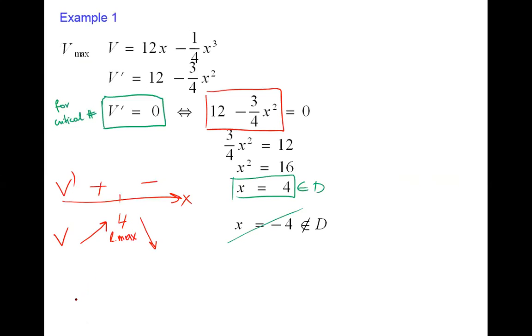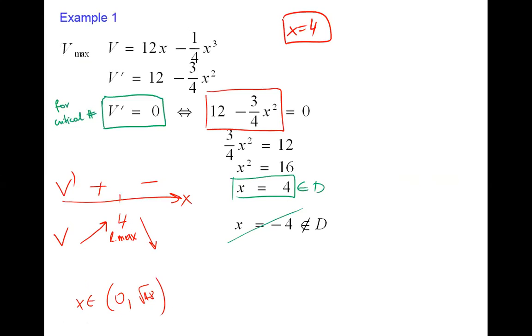But this is the only number, because the domain was an open interval. We can't really test the endpoints 0 and square root of 48, because they are not in the domain. That means this is the only maximum value. When x is 4, the volume of that box is a maximum.